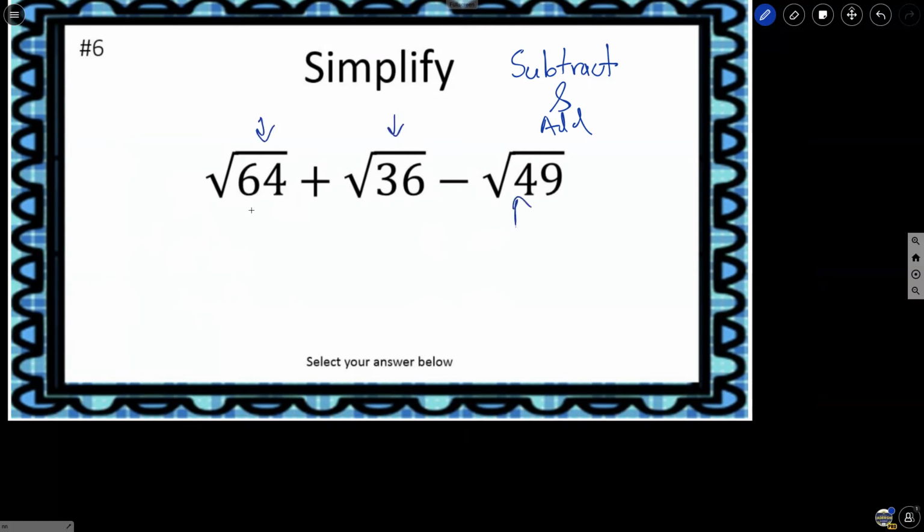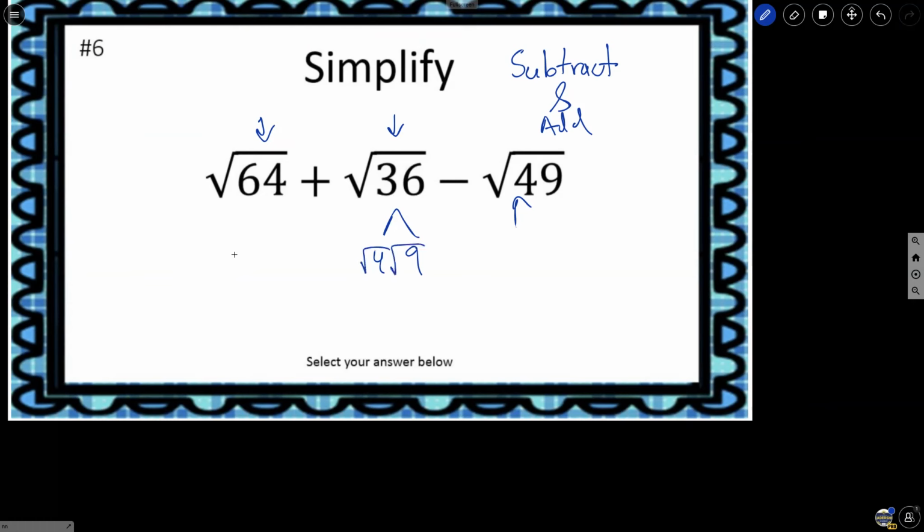We know the square root of 64, if you put that in the calculator, is going to be 8. So we know this turns to 8 plus square root of 36. This is not a perfect square, so we have to break this one down. Let's break down the 36 first. Two numbers we know that are divisible and give us a perfect square, I like to use 4 and 9. 4 and 9 are both perfect squares, so we square root that.